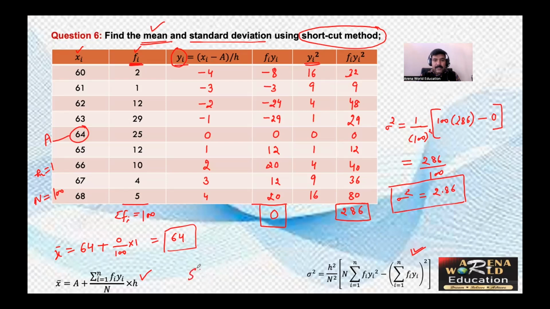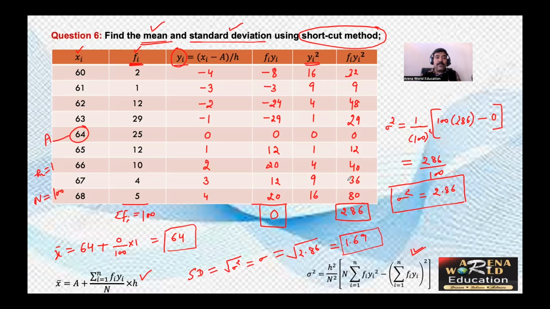Now, what is the standard deviation? Yes, the standard deviation will be equal to the square root of variance, right? And that is equal to the square root of 2.86. After solving, you will get 1.69. And this is the required standard deviation. I hope everybody is clear. So the calculation is lengthy and tricky, so you have to be very, very careful, right?